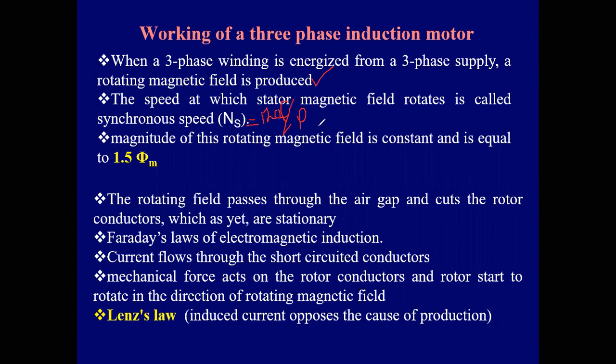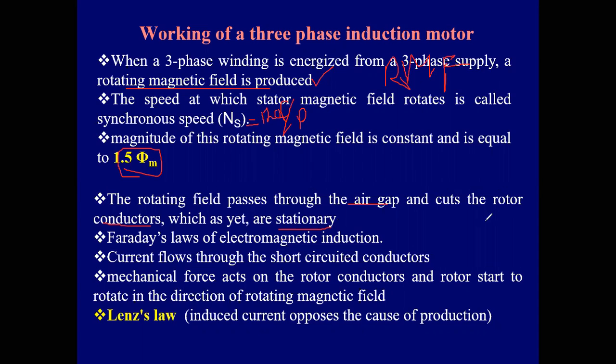What is the magnitude of that rotating magnetic field? That is 1.5 phi m, right? That's it. And this is the field. This is the rotating magnetic field, generally RMF, rotating magnetic field, remember. So this rotating magnetic field passes through the air gap and cuts the stationary rotor conductors. So you see, this is the stationary rotor conductor.